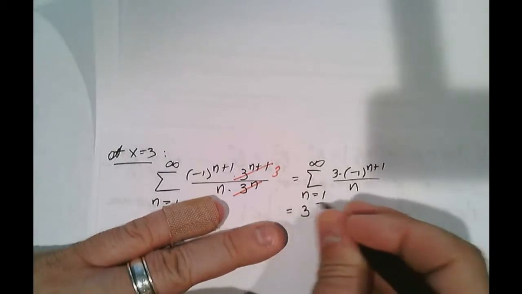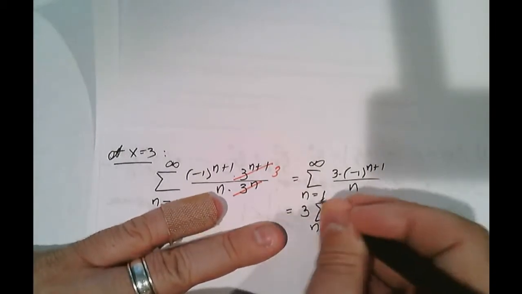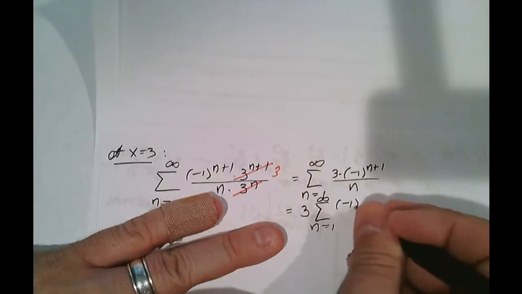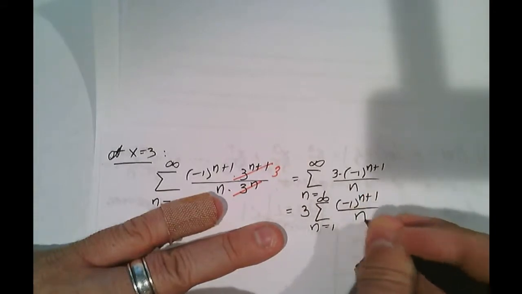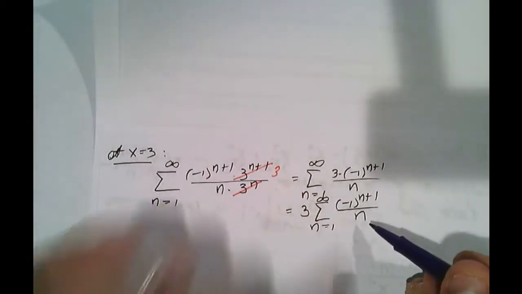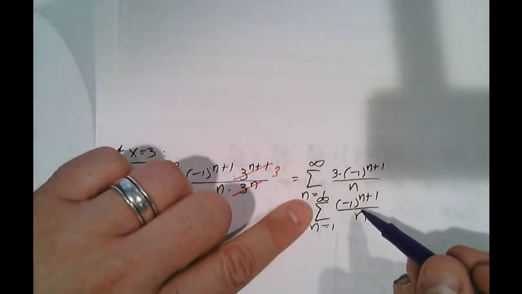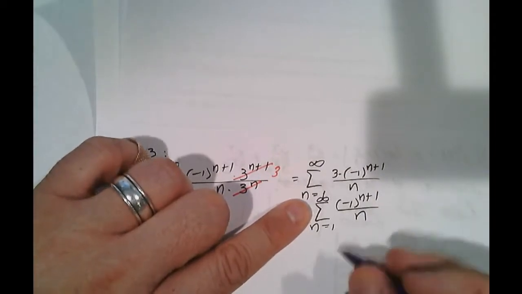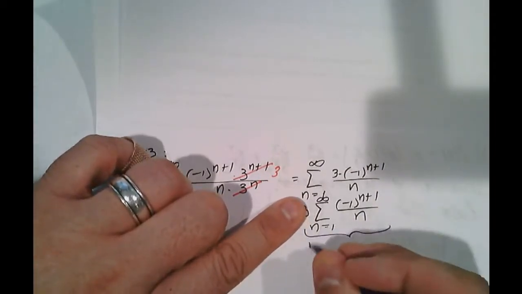We can factor out that 3. And we're going from 1 to infinity, -1 to the n plus 1 over n. This is another series that you should recognize. This is not the harmonic series, but it's the alternating harmonic series.